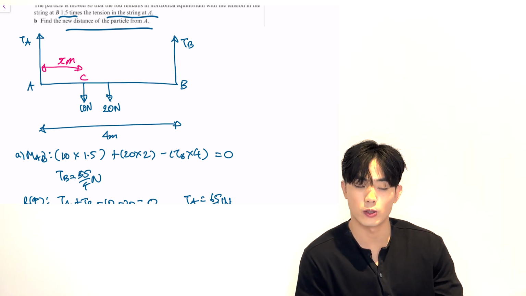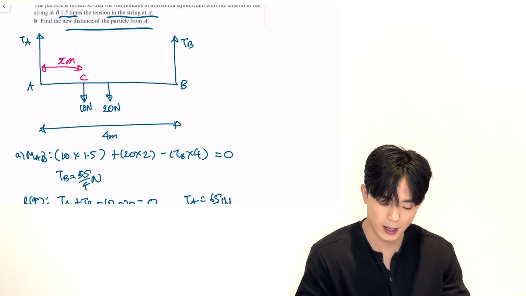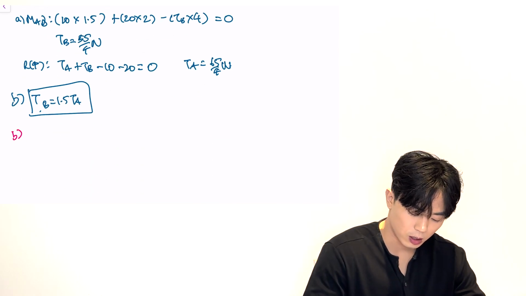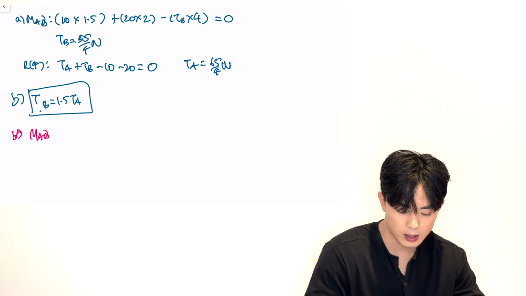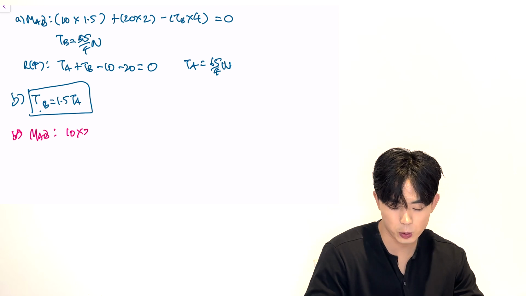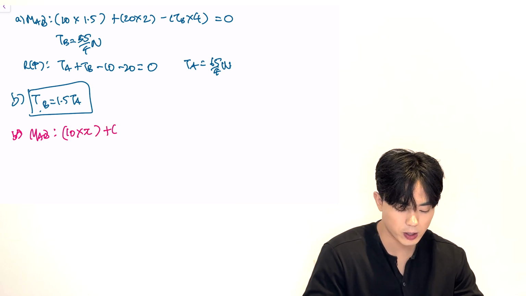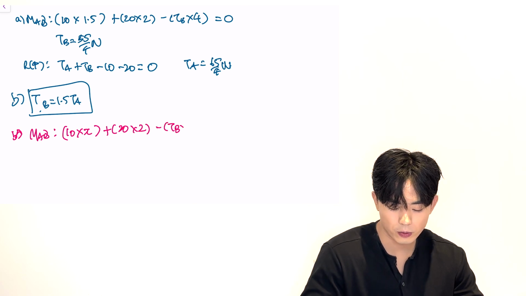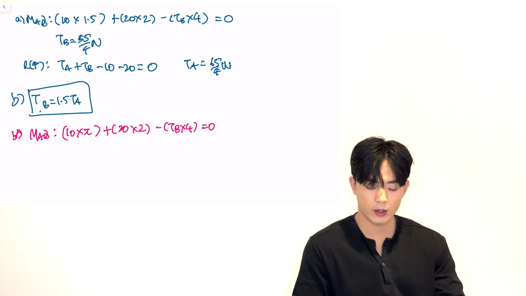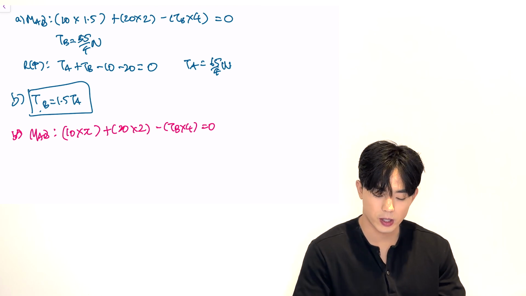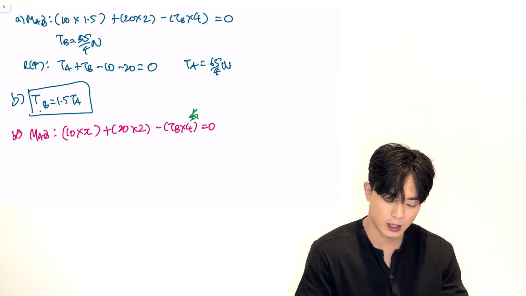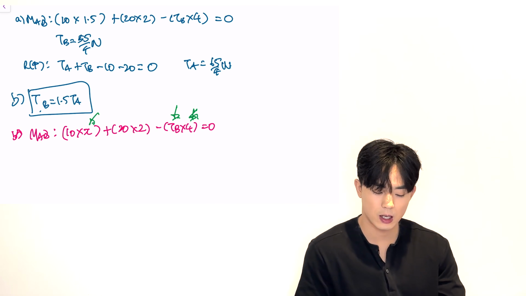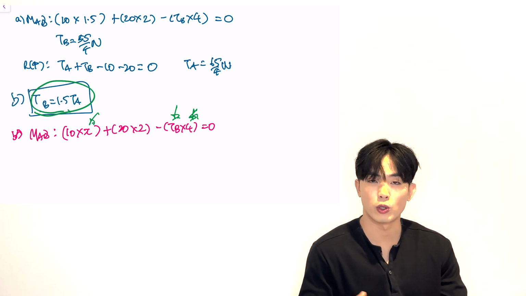But either way, it's still a moment. So moments about A again. So we have this 10 newtons times the distance X, which we don't know, plus the weight, which is still in the middle, 20 times 2, and then TB times the distance 4, and this is equal to 0. As you can see here, we have two unknowns. We have this TB and we have this X distance here. But luckily we're given this condition here.